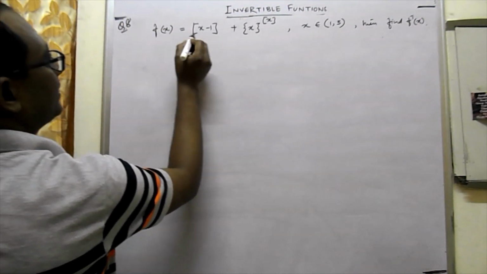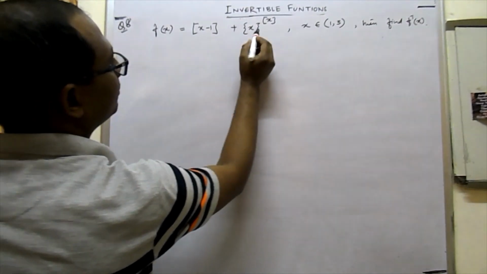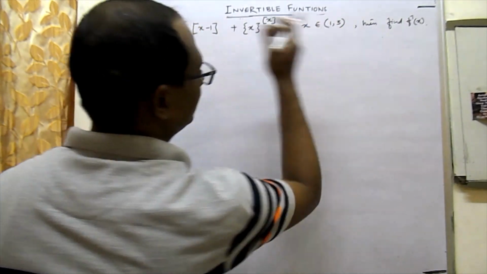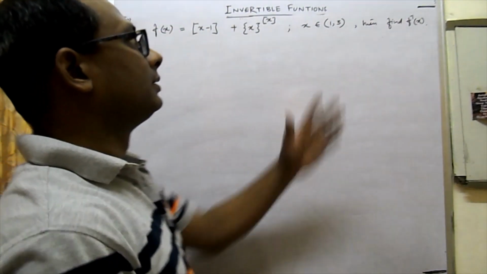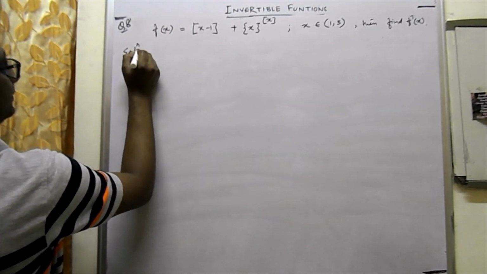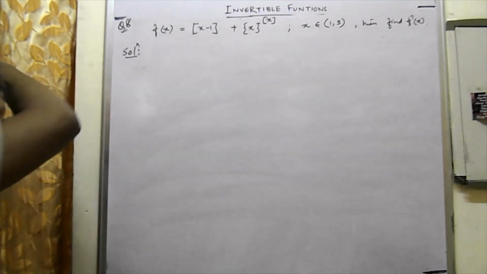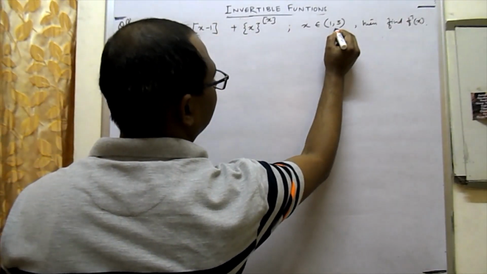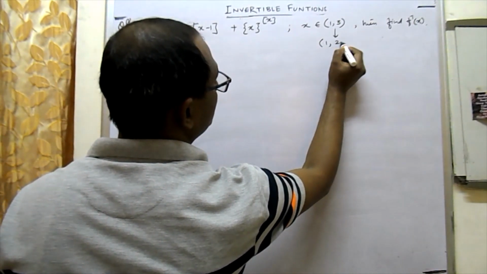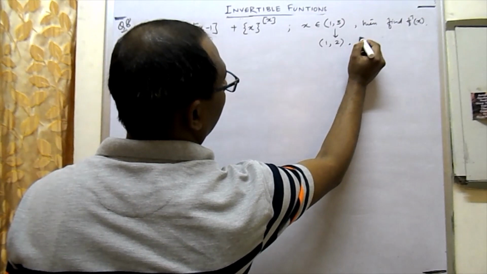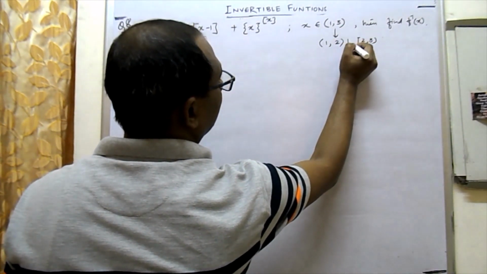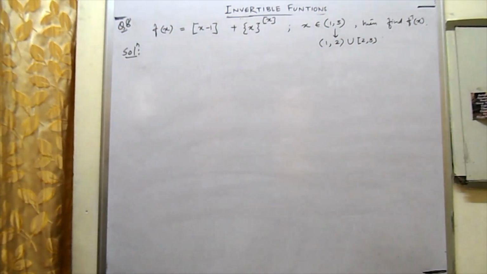It is given f(x) equals greatest integer function of x minus 1 plus fractional part of x to the power greatest integer function of x. x belongs to the open interval 1 comma 3. Then we have to find f inverse of x. Since the greatest integer function is involved, let me split this interval into two intervals: one is 1 to 2 open and the other 2 to 3. We break into two intervals.